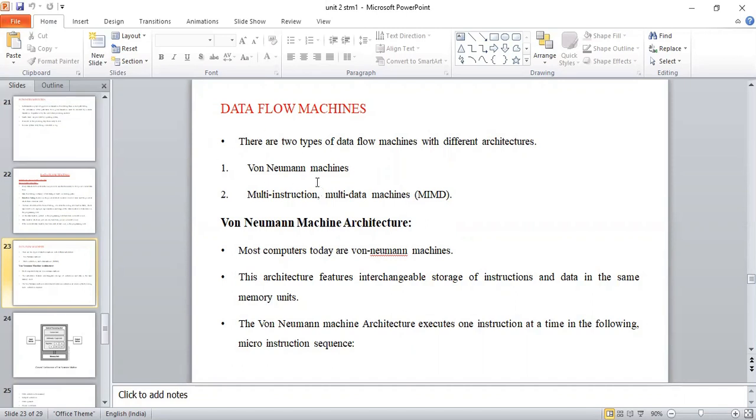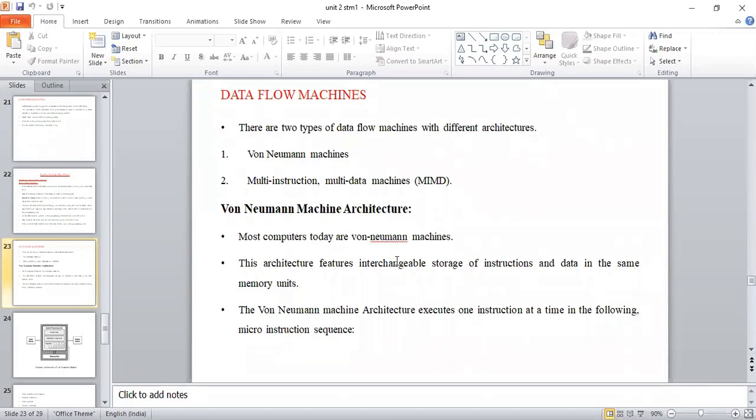Data flow can be implemented in two different architecture machines. One is the von Neumann machine, and the other is the multi-instruction multi-data machine, MIMD. The first one is called the von Neumann machine. The second one is the multi-instruction multi-data machine. So the first architecture is called the von Neumann machine architecture.